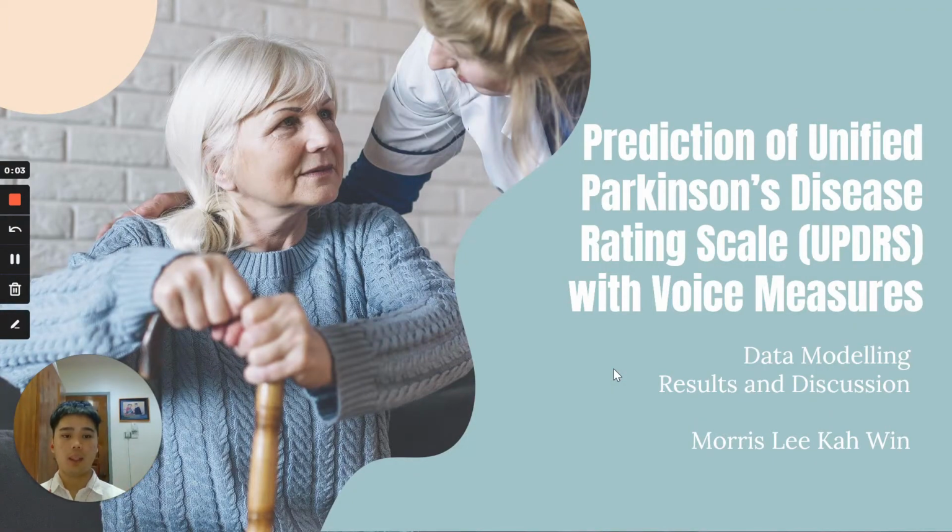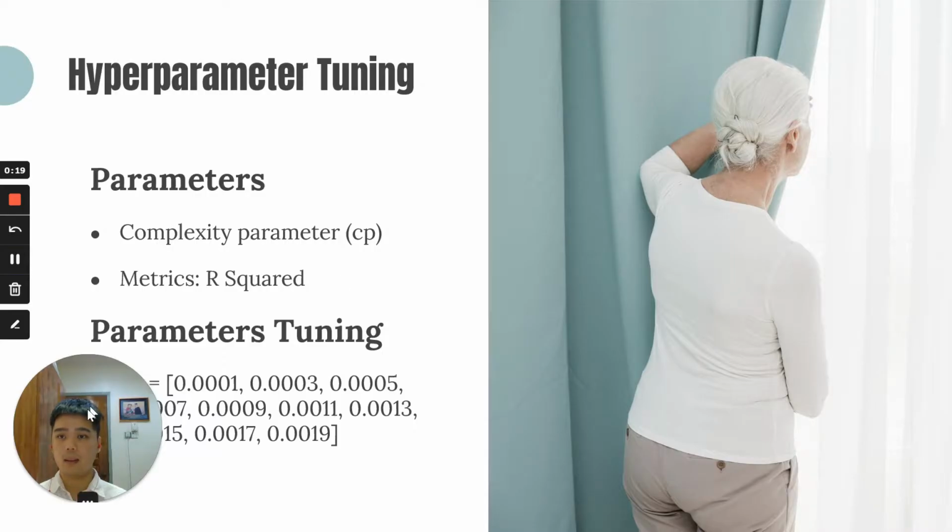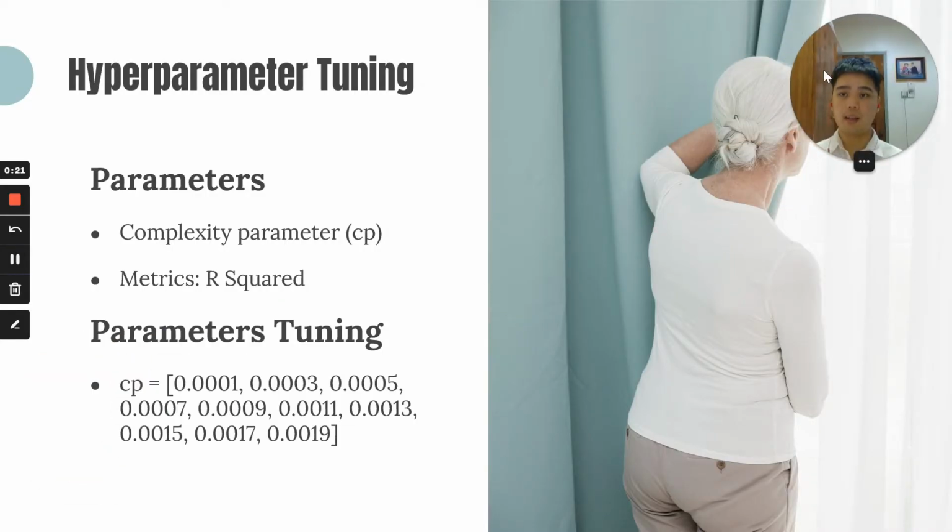Let me continue with the data modeling, results, and discussion. In the first session, I'm going to describe the decision tree regressor, which breaks the data into smaller parts in the three formats. The first step for the decision tree regressor is hyperparameter tuning. The complexity parameter is chosen to be tuned. It represents the size of the tree, and there are 10 values for the complexity parameter to be tuned.